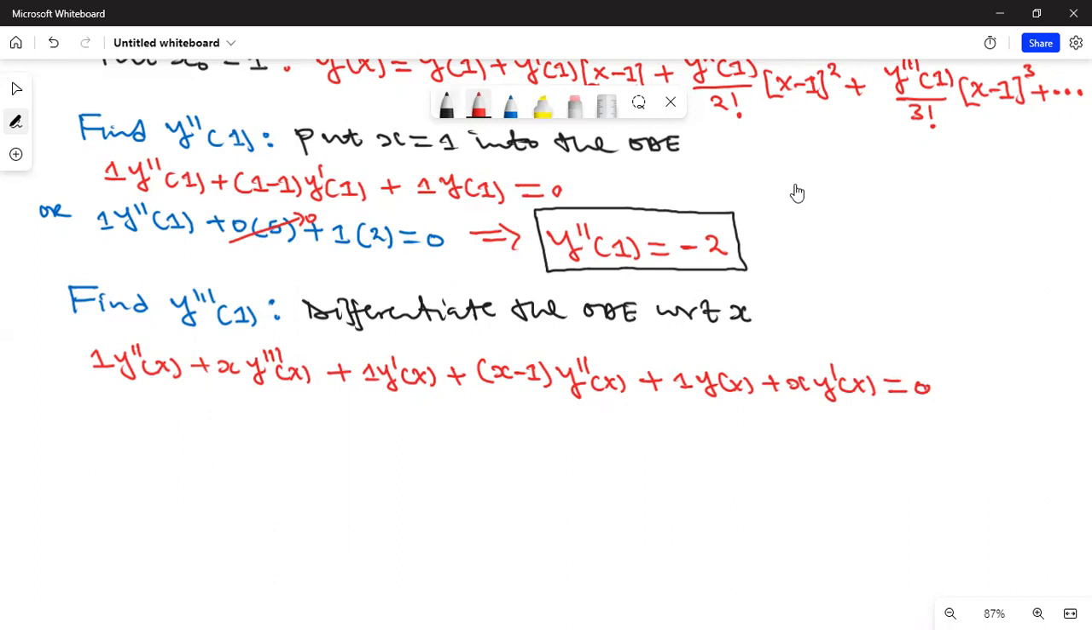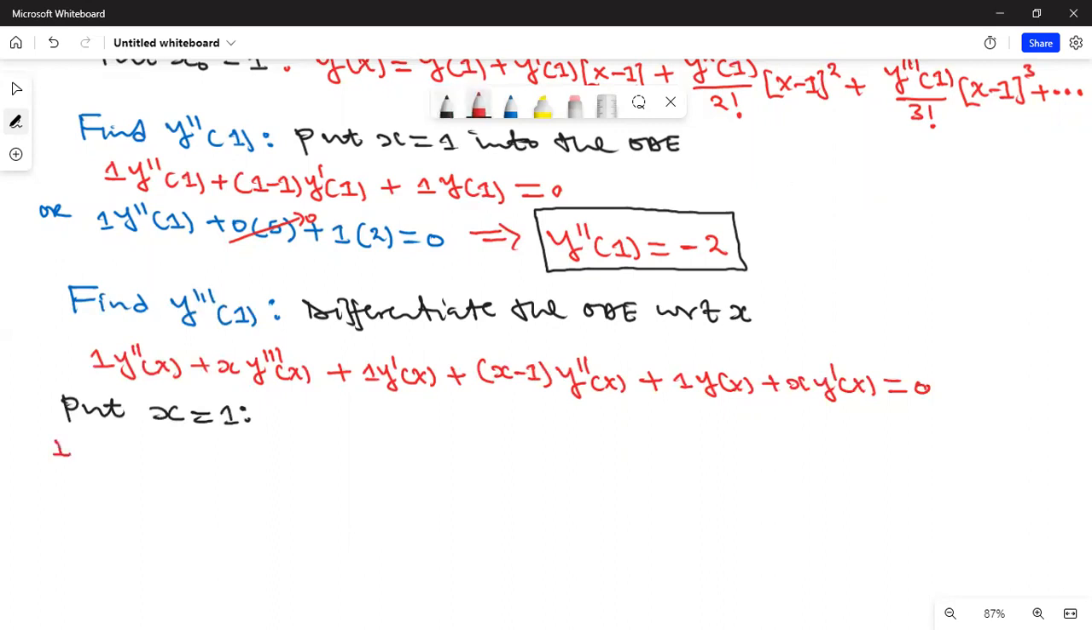So the next thing, you substitute the value of x. So you put x is equal to 1. Remember, normally x is equal to x naught, and in this case, our x naught is 1. So you put x is equal to 1. What are we going to get?